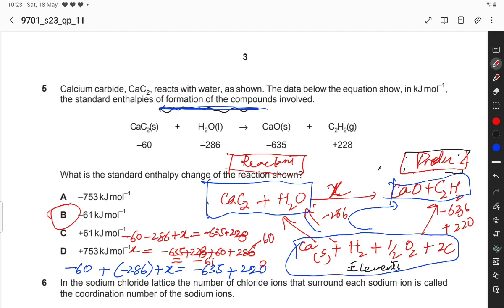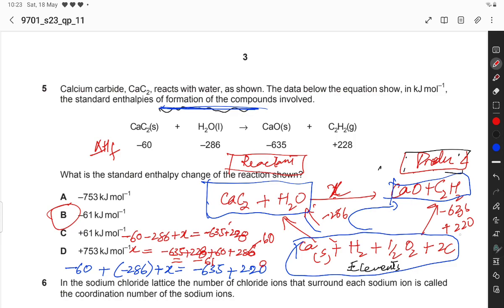So the next question is question number 5. Calcium carbide reacts with water as shown. The data below the equation show, in kilojoules per mole, the standard enthalpies of formation of the compounds involved. Delta HF of all these reactants and products are given. What is the standard enthalpy change of the reaction? So this is the reaction: calcium carbide plus water to form CaO and C2H2.